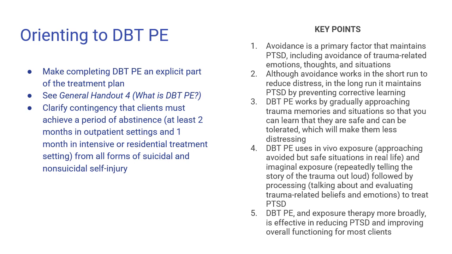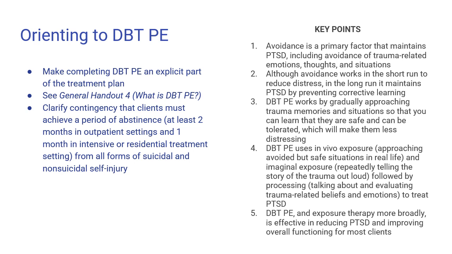The key points are: 1. Avoidance is a primary factor that maintains PTSD, including avoidance of trauma-related emotions, thoughts, and situations. 2. Although avoidance works in the short run to reduce the stress, in the long run it maintains PTSD by preventing corrective learning. 3. DBT-PE works by gradually approaching trauma memories and situations so that you can learn that they are safe and can be tolerated, which will make them less distressing.